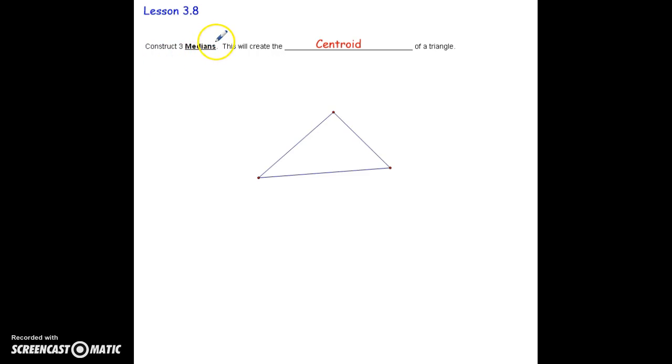Alright, so our next point of concurrency is called the centroid, and the centroid is constructed by constructing three medians of a triangle. Now remember, a median is when you construct the midpoint and connect it to the opposite vertex. So I'll need my compass, and first thing I need to do is find the midpoint, and to do that I want to do the perpendicular bisector.